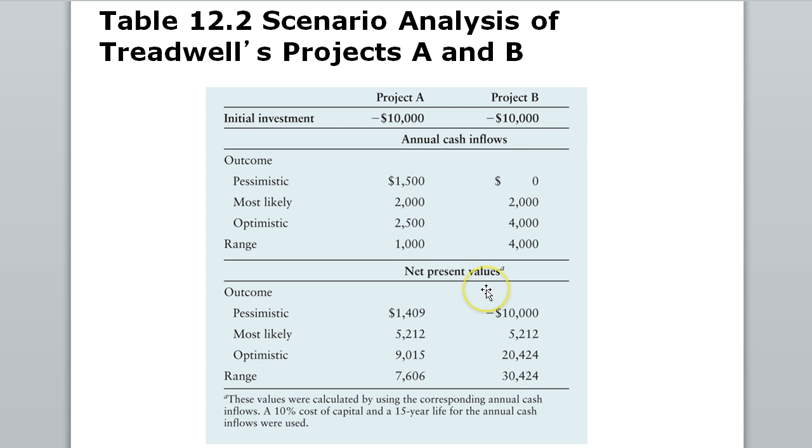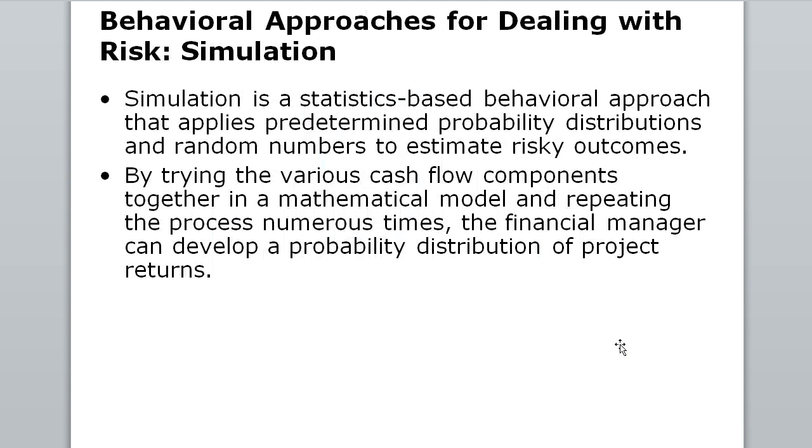Now, if we calculate the net present values, we'll see that we get 1,400, 5,200, and 9,000, a range of 7,000 in net present values. And here we have a negative 10,000, 5,000, and 20,000, which is a $30,000 range. Again, this is because one of the outcomes is potentially a loss, so that's why project B has a lower percentage of outcomes with a net present value higher than 1,315.